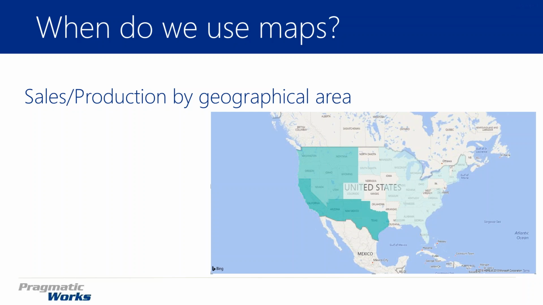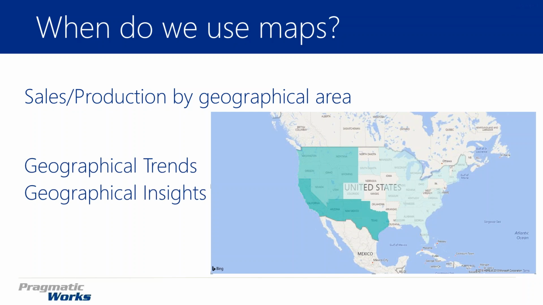So we use maps when we look at things like sales or production by geographical area, or even other metrics, like how many people attended this event. Because of looking at all this data, we might be able to find different geographical trends or insights that we may not have noticed if we're looking at it in something like a tabular format.